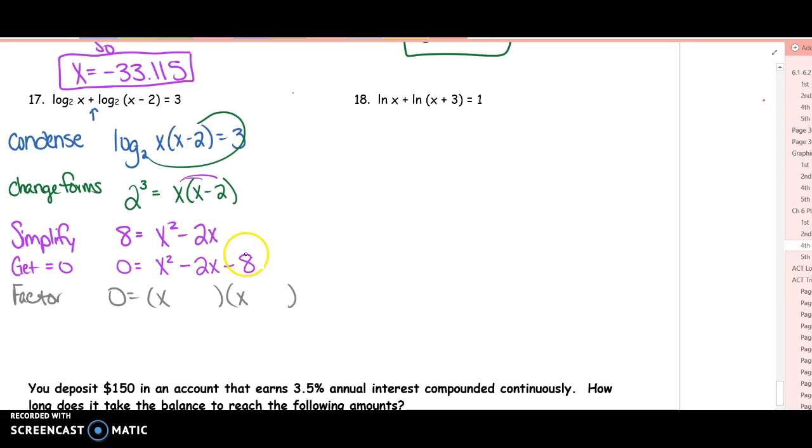We are looking for 2 numbers that multiply to give us negative 8. So I put a little multiplication symbol over the negative 8. Those same 2 numbers have to add up to negative 2. So I think it's probably 2 and 4. To add up to negative 2, the negative would have to go with the 4.